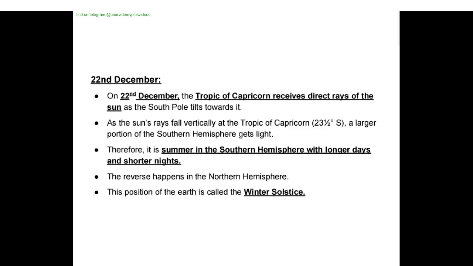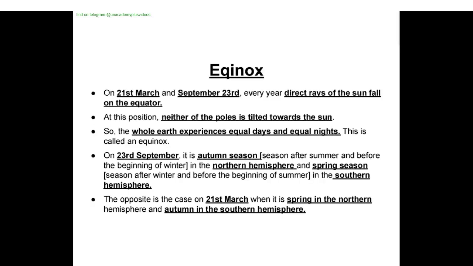22nd December. On 22nd December, the Tropic of Capricorn receives the direct rays of the sun as the South Pole tilts towards it. As the sun's rays fall vertically on the Tropic of Capricorn at 23 and a half degrees south, a large portion of the southern hemisphere gets light. Therefore, it is summer in the southern hemisphere with longer days and shorter nights. The reverse happens in the northern hemisphere. This position of the earth is called the winter solstice.